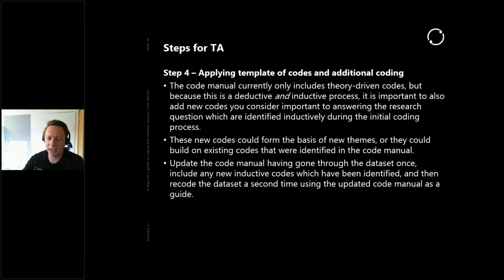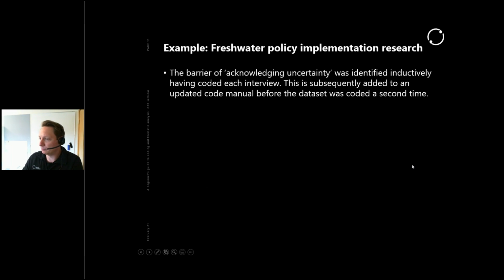Oftentimes, I'll find that I will code things in very similar language. So it's really good to come back at this stage to test those overlaps, to see if there are two codes that are so similar to each other that you can synthesize them into one, and then update the code manual afterwards. An example here: the barrier of acknowledging uncertainty was identified inductively, having coded each interview in my research. This was subsequently added to the updated code manual before the data set was coded a second time.